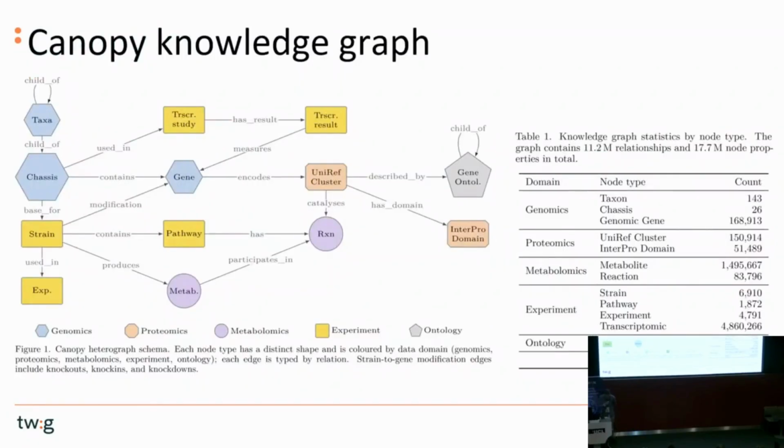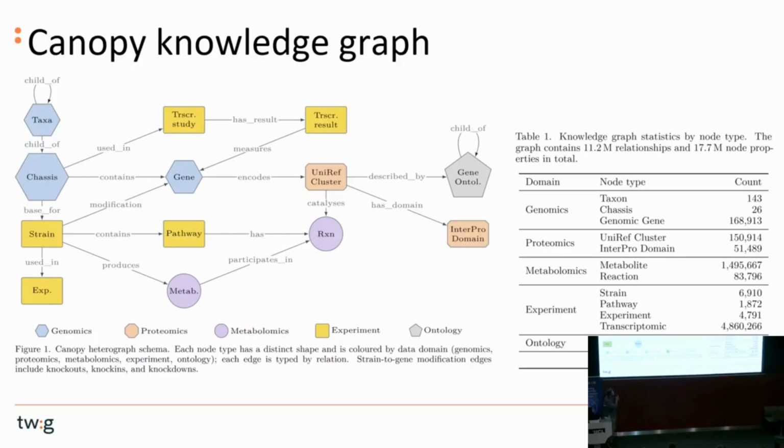So this is the schema of the Canopy knowledge graph. As you can see, there's 5 classes of data from the different omics. The core node type in our work is definitely the strain, as this acts as a hub joining the taxonomic tree with genetic modifications, with the heterologous pathway that we're deriving our compounds from, and linking to the experiments where we keep all the conditions that they've been experimented under.